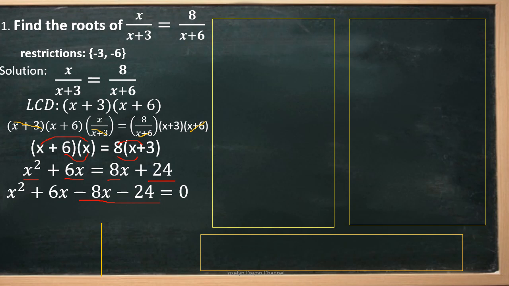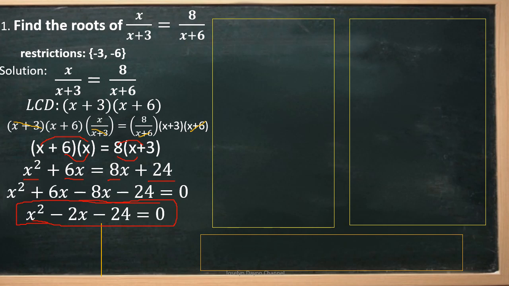We can combine 6x as well as negative 8x. So 6x minus 8x, the answer is negative 2x. And the resulting equation will become x squared minus 2x minus 24 equals 0. And this is now the quadratic equation in standard form.